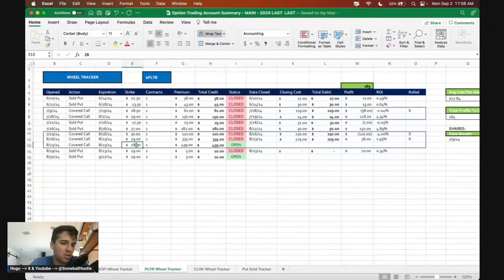Maybe what I'll do is actually I'll roll it back up. I'll start rolling it back to 29, 30. I'm not really trying to let go of these shares. So that's really my idea.